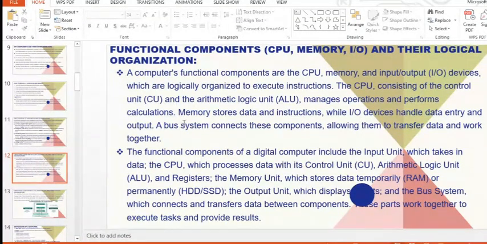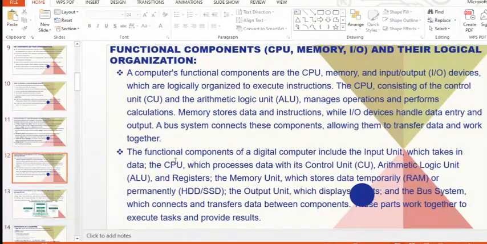And also we have the memory, which is able to store the data and instructions, while the input and output devices are able to handle the data entry and also the outputs. Then we have the system bus, which provides what we call the communication pathways, which allows the system to transfer the data and work together.